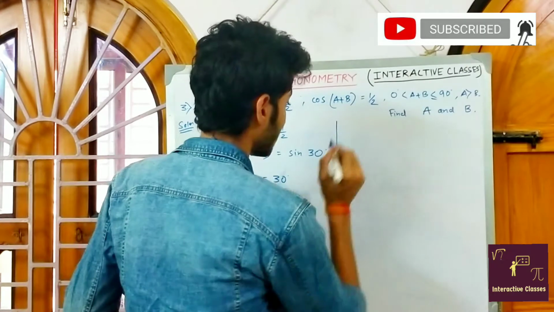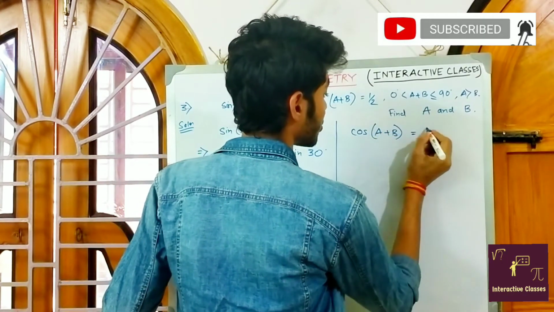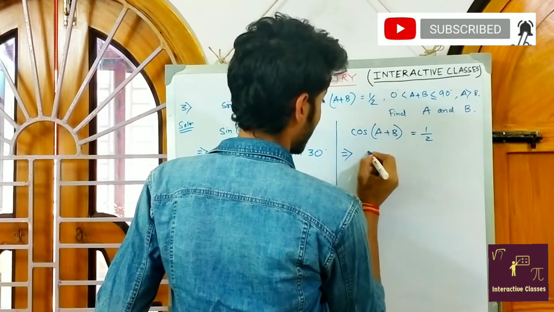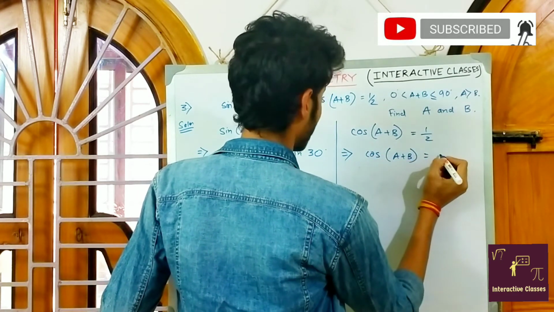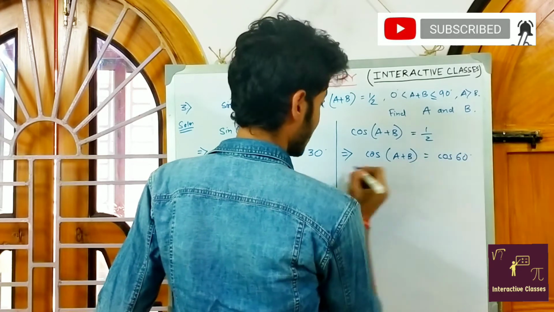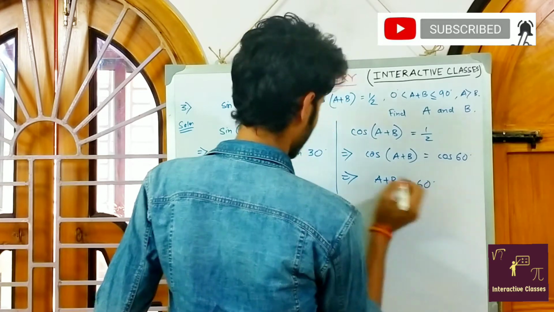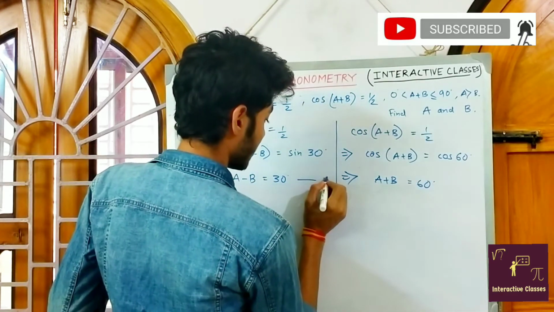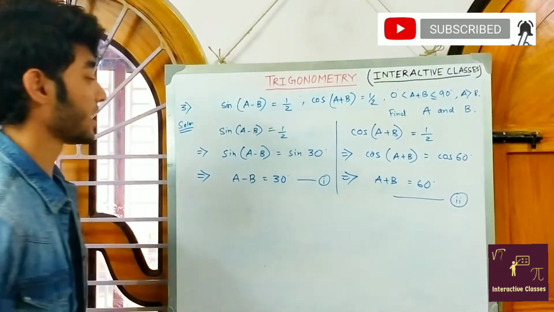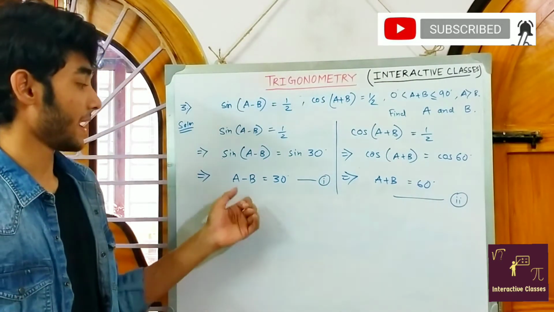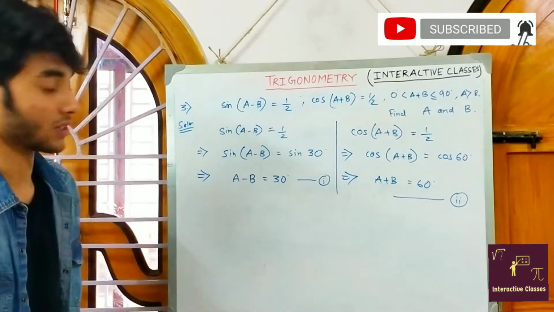Similarly, cos a plus b equals to half, and the value of half in terms of cos is cos 60. So a plus b equals to 60. So let us give it as 1 and let us give it as 2. Now we will find out the value of a and b by just simple solving.